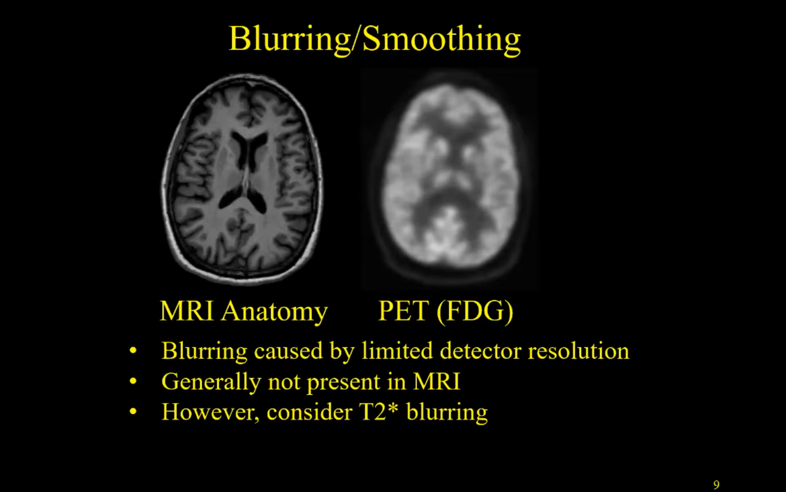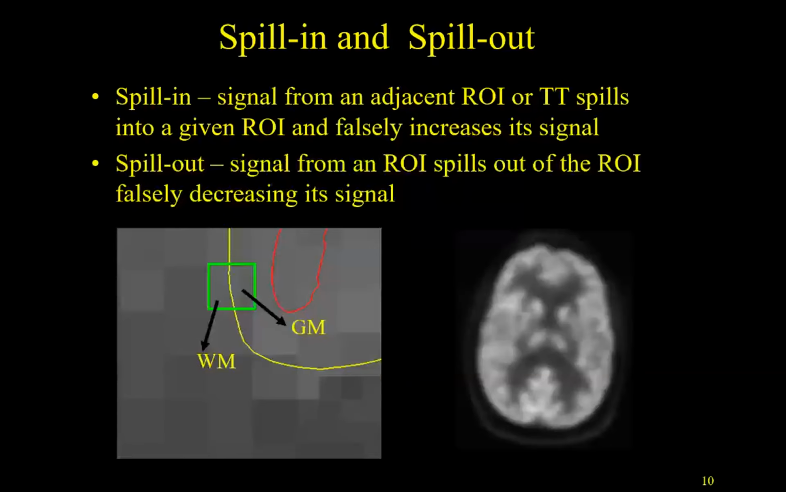So it's possible that both of these things are present, and the methods for correcting them will work on both of them, basically. The problem that you have with each one of these is spill in and spill out. Spill in is signal from an adjacent ROI that spills into a given ROI, falsely increasing its signal. Spill out is where signal from a given ROI spills out of that ROI, falsely decreasing its signal. And so you get these complicated mixing effects depending upon how much activation is inside each particular region of interest that you're interested in.